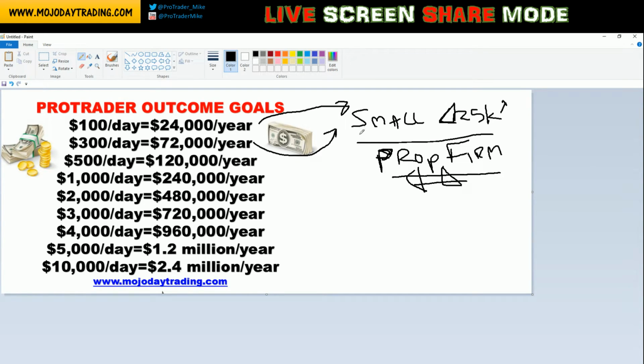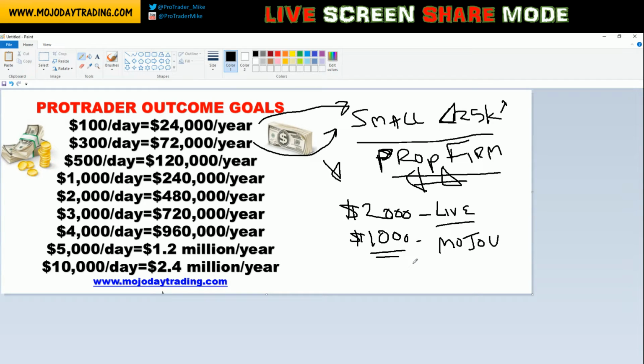So the small trader has less than 25 grand. The typical guy, what do you need to get started day trading? The minimum is $2,000 for the firm to open up an account live. Before that, you need $1,000 for education, to go through Mojo University, get educated, and paper trade for 60 days. Let me train you while you're in Mojo U.